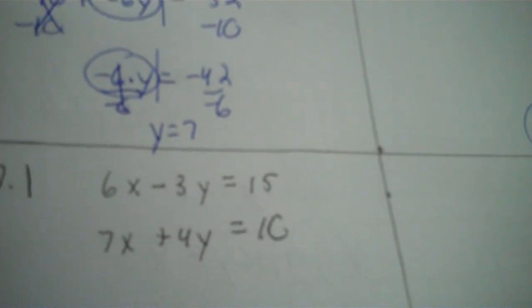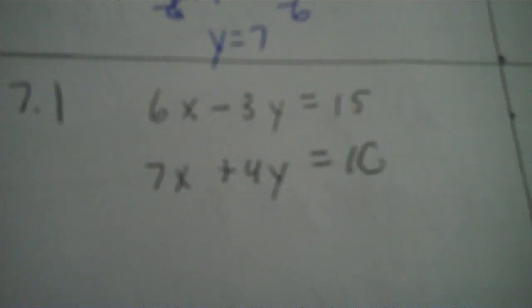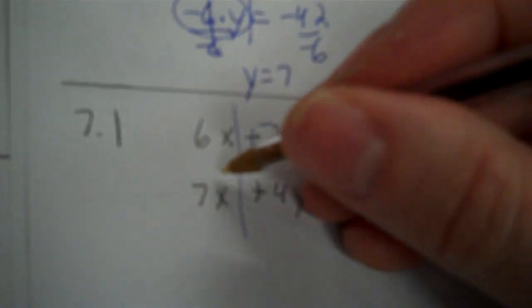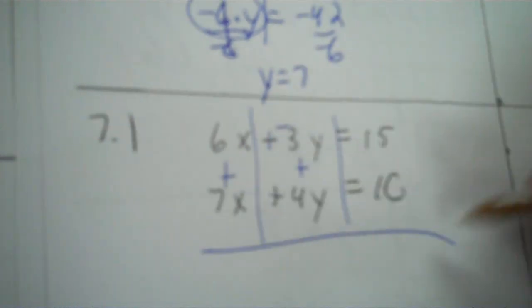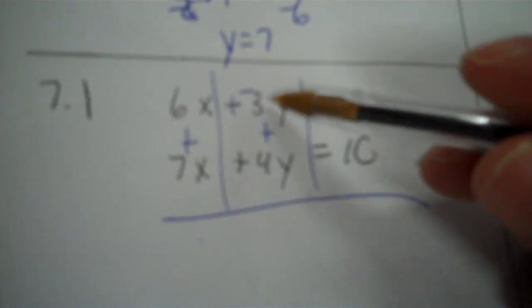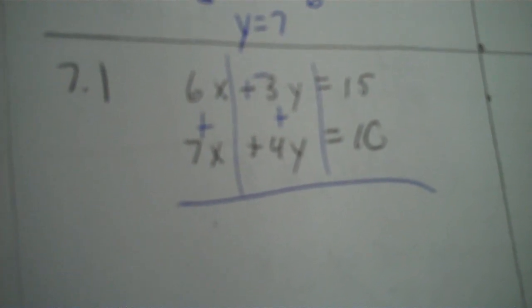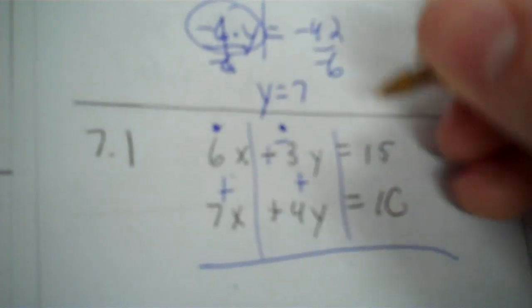6x minus 3y equals 15, 7x plus 4y equals 10. Okay? So, again, draw your columns. Remember, that's a plus negative there. Okay, that's 13x and that's 1y. So that's not going to work to add right now. Not only that, you don't have a match in the x or the y columns, so you're going to apply your multiplication. Okay?